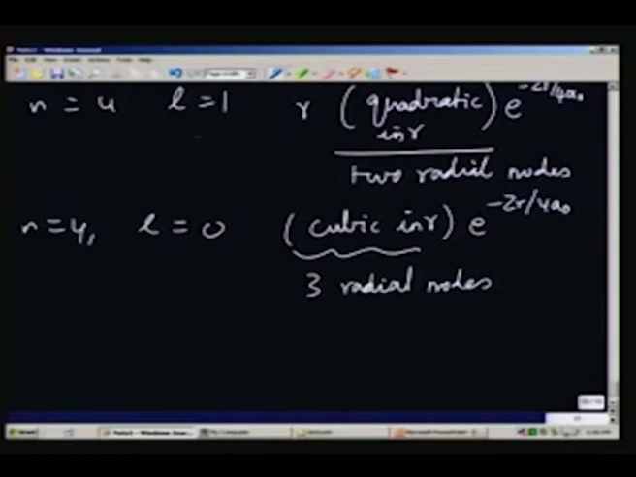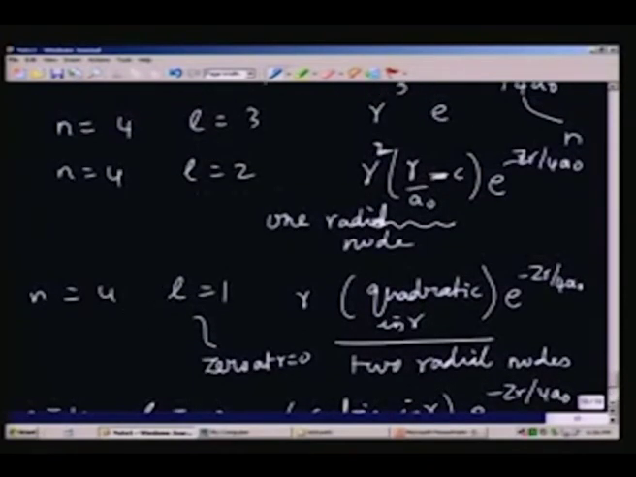This function is 0 at R equal to 0. This is not. L equal to 2 is 0 at R equal to 0. L equal to 3 is also 0 at R equal to 0. And of course, all of these go to 0 at R equal to infinity.